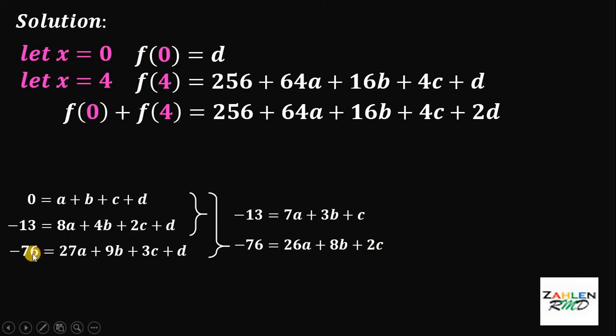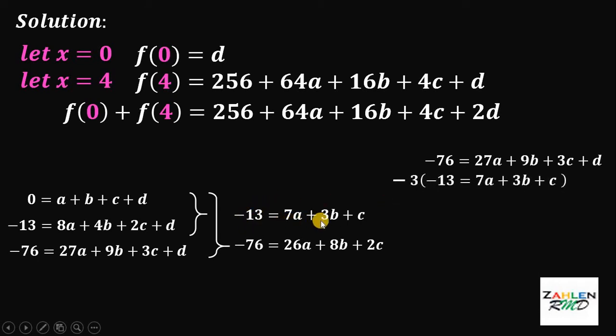Next, get this equation, negative 76 equals 27a plus 9b plus 3c plus d, and subtract 3 times the equation negative 13 equals 7a plus 3b plus c. Surprisingly, if we do that, we get negative 37 equals 6a, because 27 minus 21a, we have 6a.